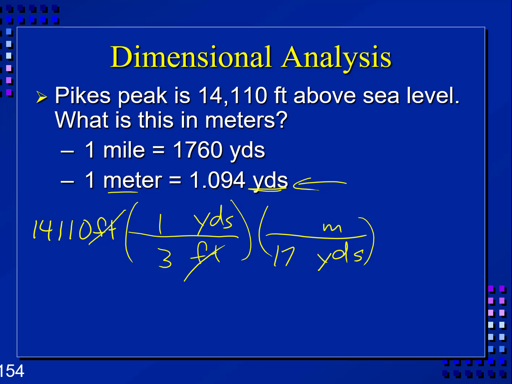And that would be 1760 yards. No, that's not wrong. That 1760 is for miles. It's 1.094 yards is 1 meter. That one on miles makes a difference. And the yards cancel out. And you push those buttons on your calculator.